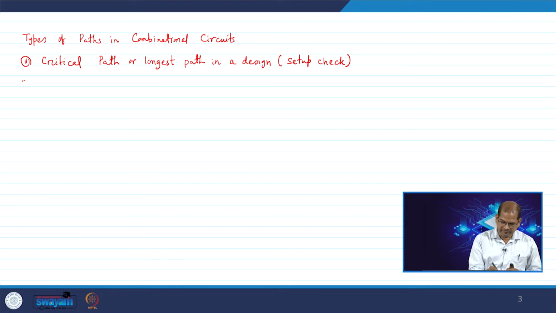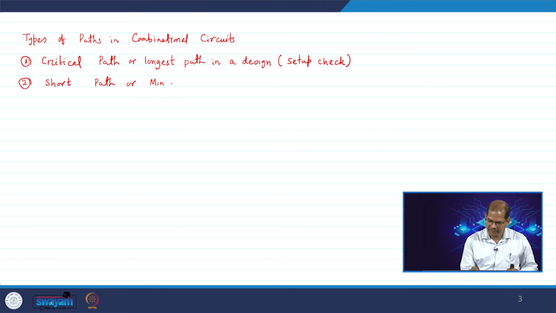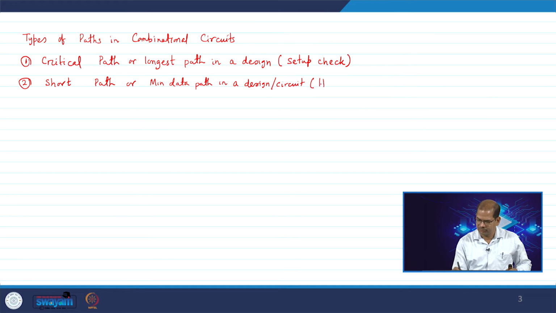Then the second type of path is called the short path, or minimum path, the minimum data path in the circuit or design. It is used for the hold check. We have discussed this with several examples in earlier lectures.